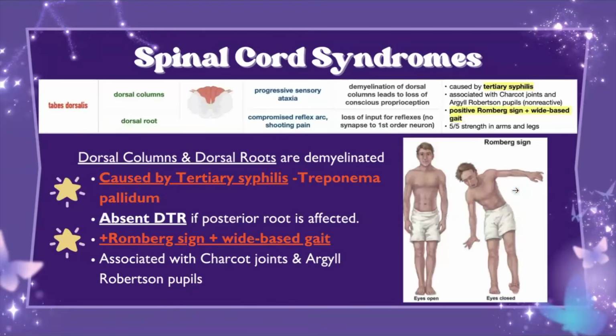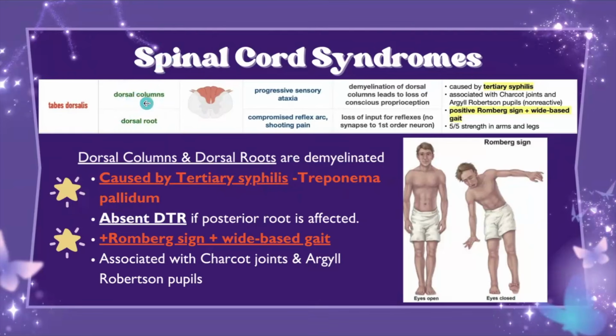Okay, next we are going to be talking about tabes dorsalis. Now, in tabes dorsalis, there would be dorsal column and dorsal root damage. So the dorsal columns and the dorsal roots would be demyelinated, and this is caused by tertiary syphilis, caused by Treponema pallidum. Okay, so let's go through the symptoms of each part.